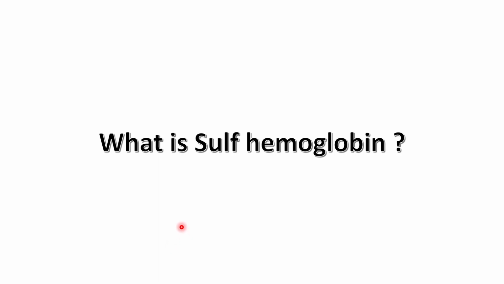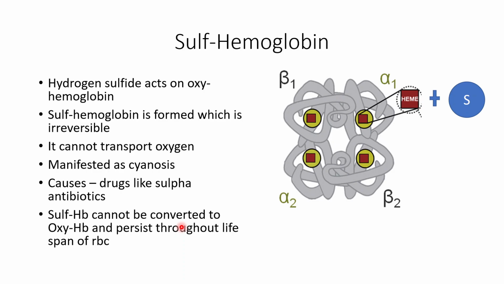Next, coming to what is sulfhemoglobin. Sulfhemoglobin forms when hydrogen sulfide acts on the oxyhemoglobin. The heme binds with the sulfur, and then it becomes sulfhemoglobin. It also cannot transport oxygen, because oxygen is not binding with the hemoglobin. So just like methemoglobin, here also it will be manifested as cyanosis.